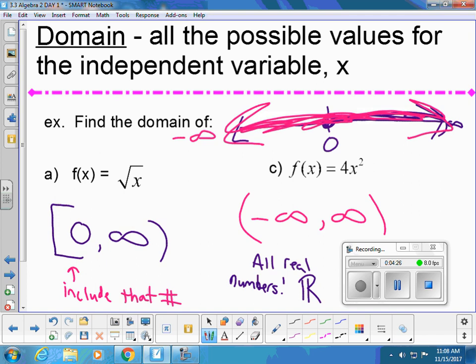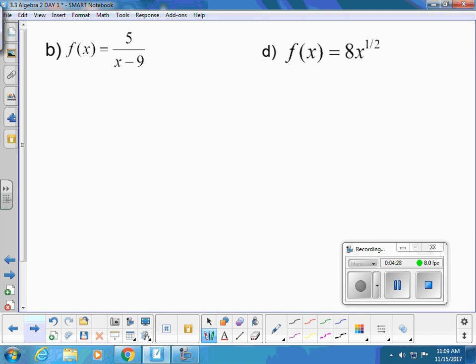All right, next function is f of x equals 5 over x minus 9. So let's brainstorm a little bit about division. What do you guys know about division? What are you allowed to do with division and what are you not allowed to do with division? Can you divide by a negative? Can you divide by a positive? Can you divide by 0?